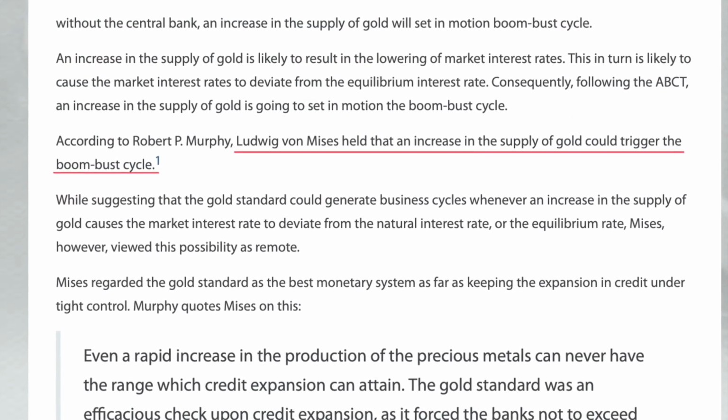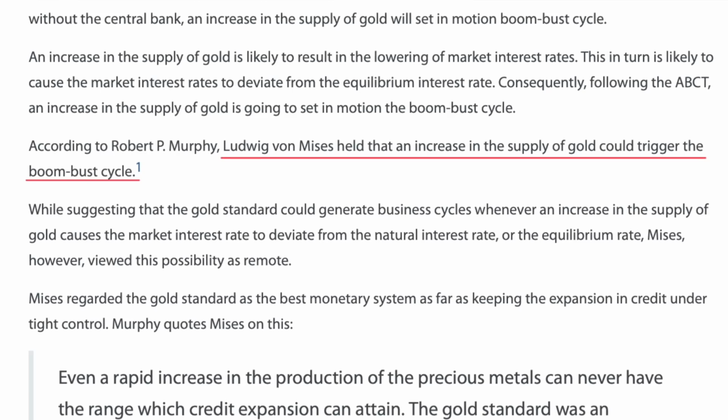As a quick recap, the boom-bust cycle, according to Austrian Business Cycle Theory, is one that emerges as a result of a manipulation in the interest rate, a deviation really in the market interest rate from the natural interest rate, and that is caused by an increase in the supply of money. Now, apparently, Ludwig von Mises believed that gold mining, to a significant extent, if the supply of gold increased too much, could set in motion this effect.